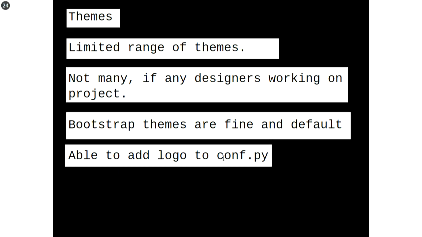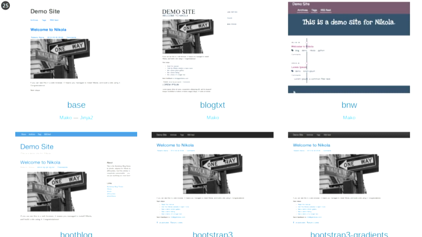You've got themes. There's a limited range of themes. They don't really have many designers working on the project, but they've got Bootstrap themes, which kind of just work fine. Like my site, it's just a default Bootstrap theme. But I do like that you can put a logo on it and replace the default text with a logo, which adds some flair to it. Yeah, there could be more. I think Hugo's got it really good. They've got a huge range of themes. This is an example of a couple of the themes that they have on the Nikola website. So there's a few there to choose from.